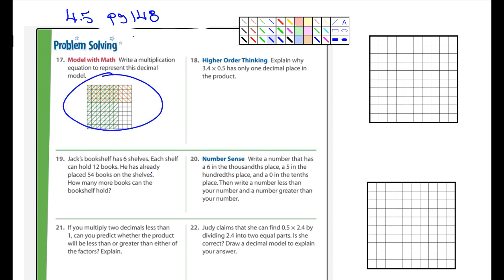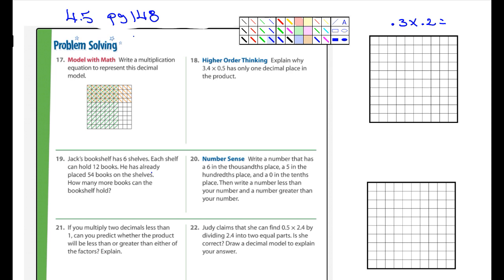Well, this is kind of the opposite of what we've been doing. So we have to figure out what the equation is from this model that they gave us. What I had been doing is giving you guys a problem. Let's say if I had 0.3 times 0.2. Okay, what would that equal?